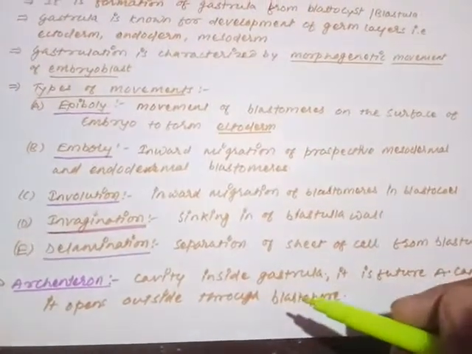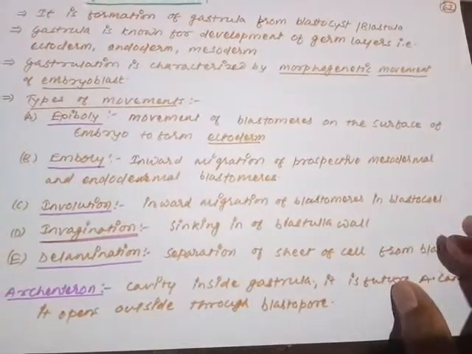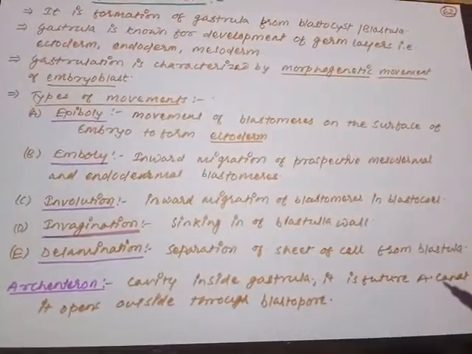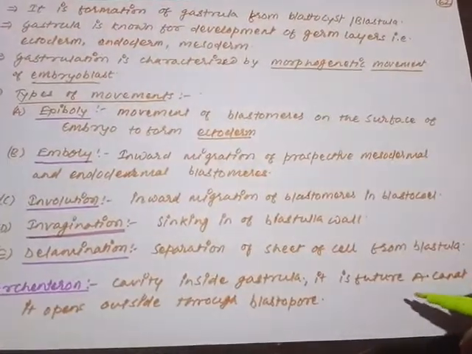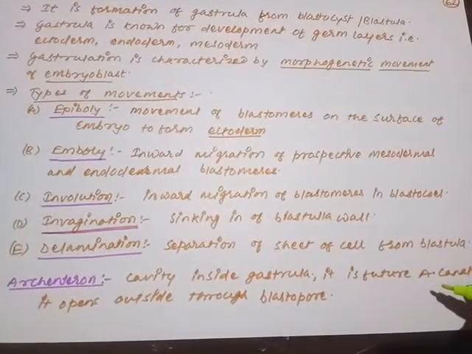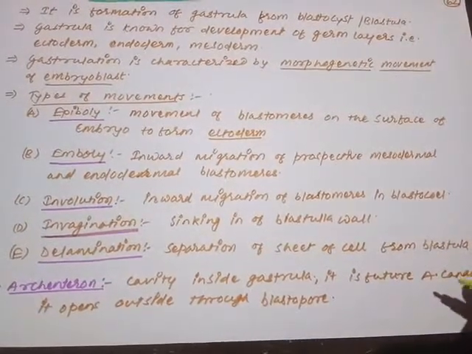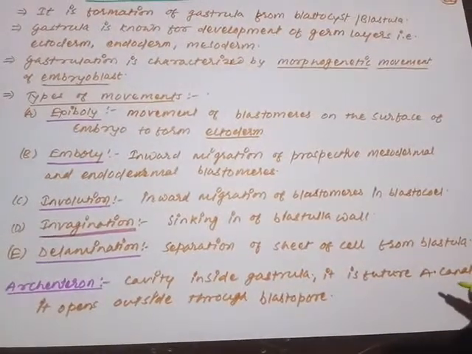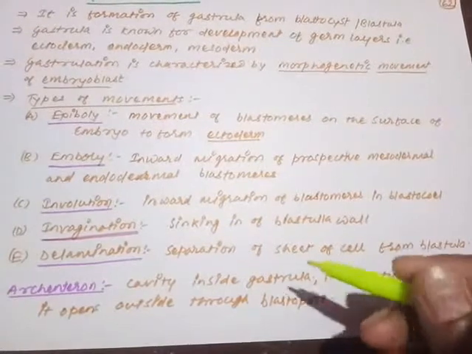The archenteron cavity is present inside the gastrula. The cavity present inside the gastrula is called gastrocoel or the archenteron cavity. That gastrocoel or archenteron cavity is going to give rise to the future alimentary canal, that is, the digestive system. So the archenteron is a kind of cavity present inside the gastrula which gives rise to the future alimentary canal, and it opens outside through an opening called the blastopore.